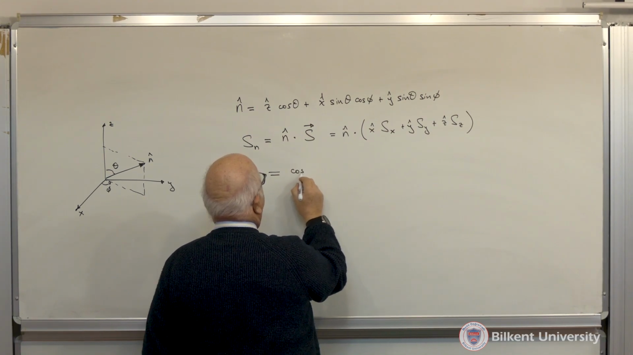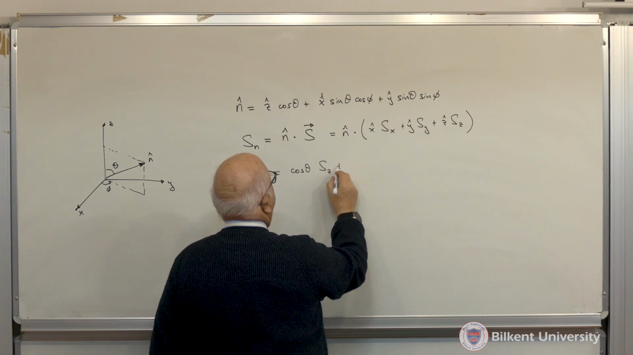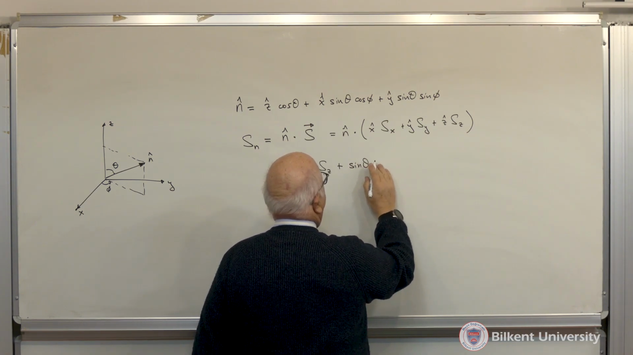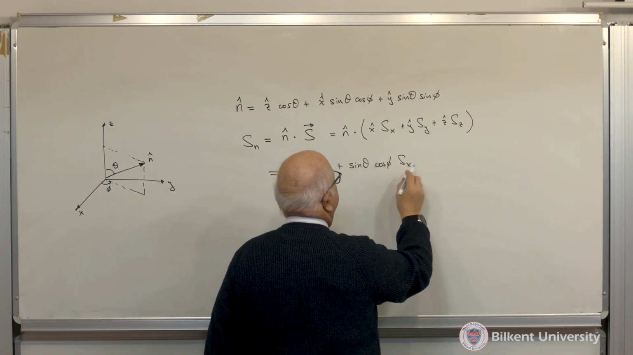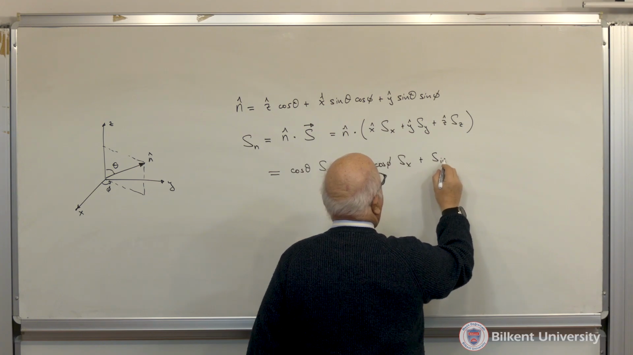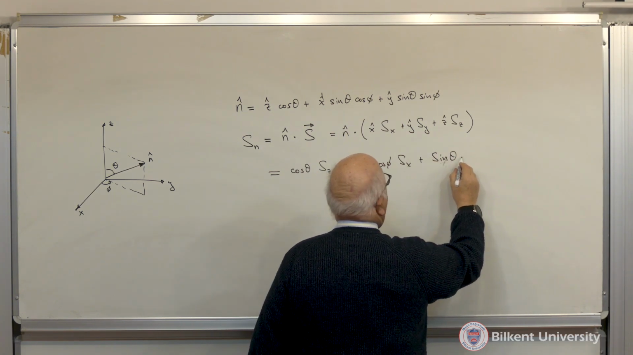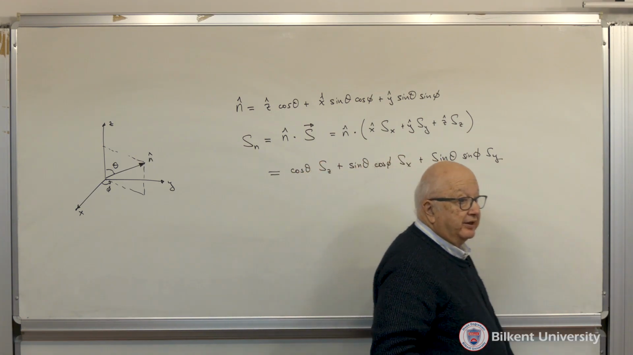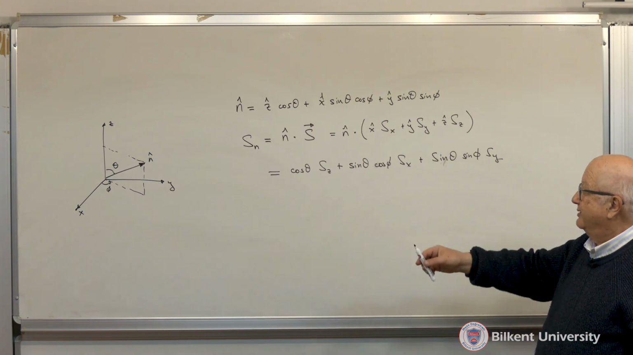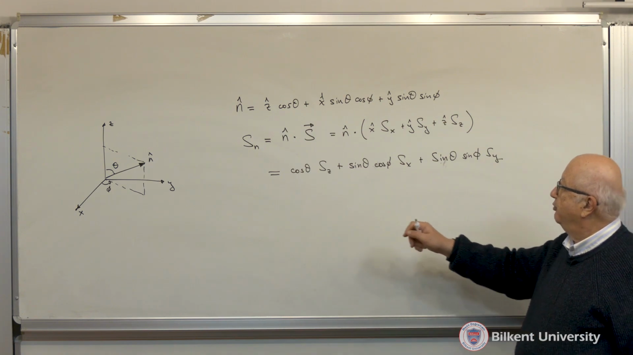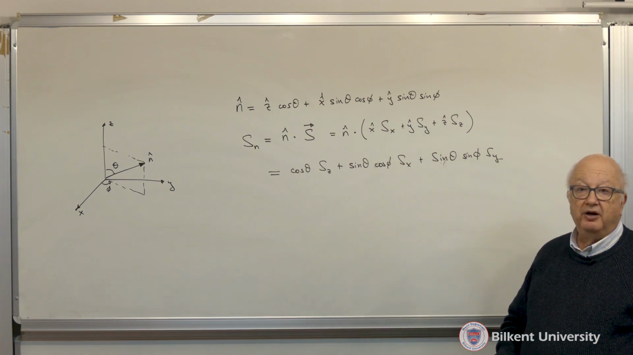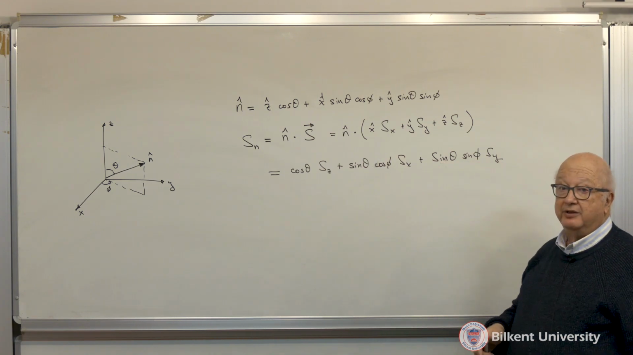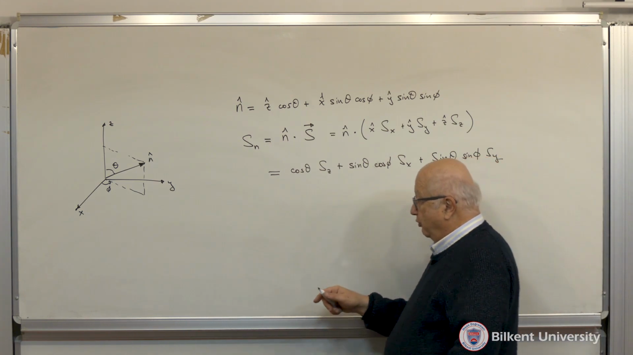So you get cosine theta times Sz plus sine theta cosine phi Sx plus sine theta sine phi Sy. Okay, and you can check very simply that, for example, if you put theta equal to 0, you are going to get the Sz operator. To get the Sx operator, you put theta equal to 90 degrees, and phi equal to 0 will give you Sx, phi equal to 90 degrees will give you Sy, right? So now I have all of these things in.